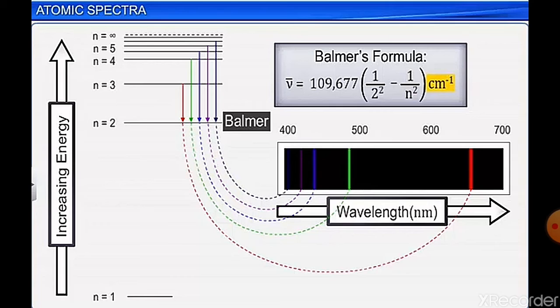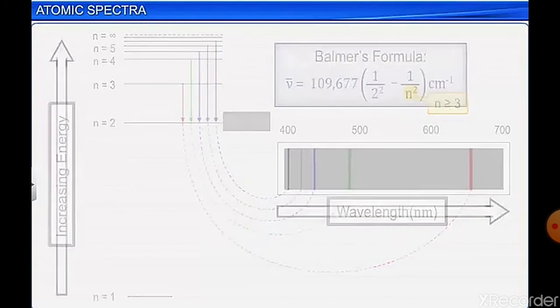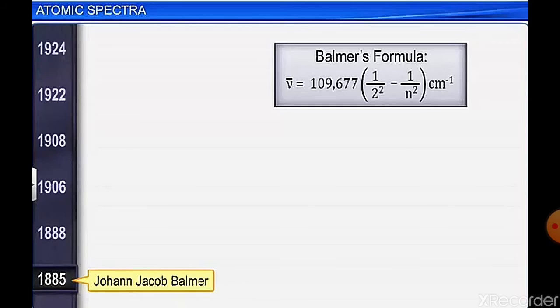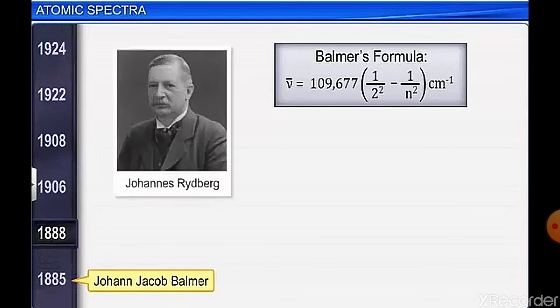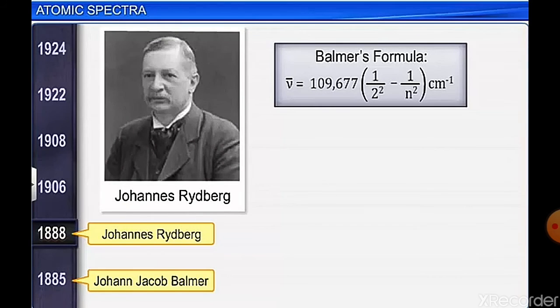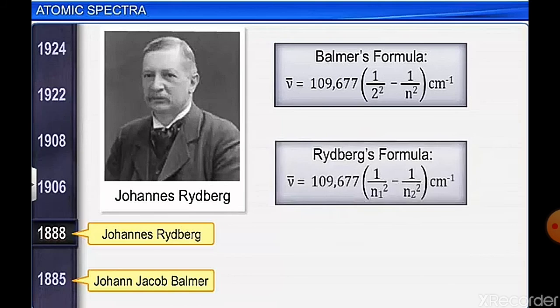All the radiation from a higher level comes to the lower level 2, and n, that is n, should be greater than or equal to 3. So at the higher energy level, you can see red light. After that, in 1888, this equation was further modified by Johannes Rydberg, and he gave a formula. Nu bar is 109677 into 1 upon n1 square minus 1 upon n2 square centimeter inverse, where n1 is the low energy level and n2 is the higher energy level.